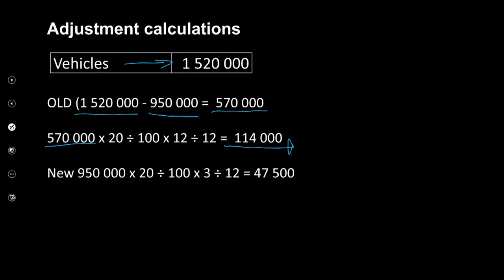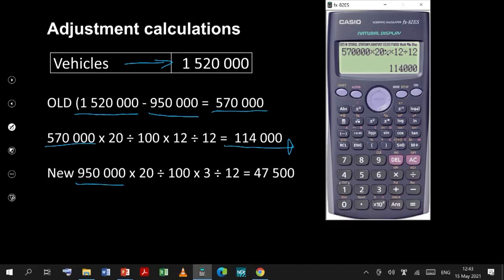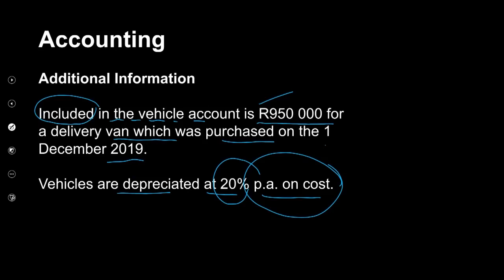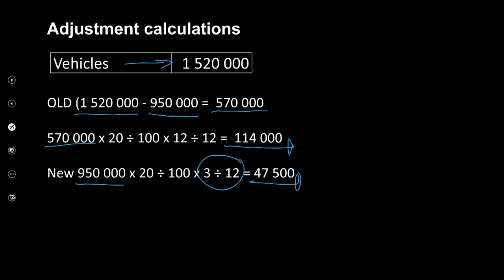Let's do the new vehicle. We purchased the new one for 950,000, so immediately we say fine. Let's take the new vehicle now, 950,000 times 20%, which is my rate of depreciation, times 3 divided by 12. And that gave me a figure of 47,500. Why times 3 divided by 12? This vehicle was purchased when? On the 1st of December. So it was used for December, January, and February. That's where we're getting the 3 months from. So in my calculation, times 3 divided by 12 gave me 47,500.